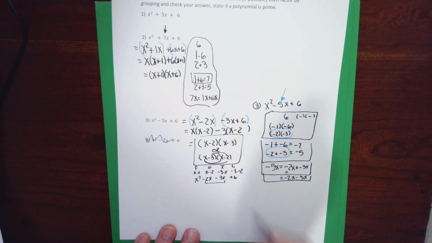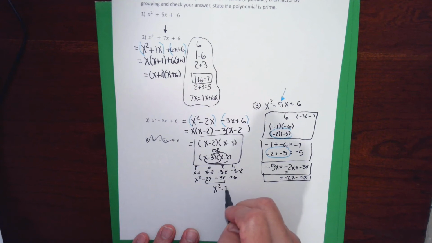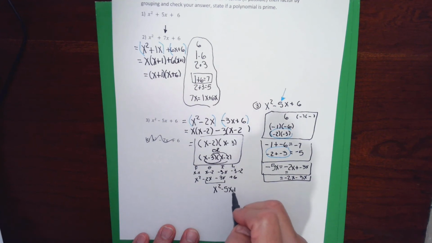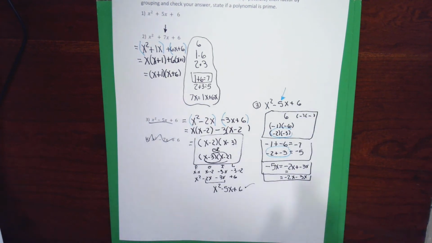The outers and the inners, if they have opposite signs, you subtract. If they have the same signs, you add. So these I'm going to add. And because that matches perfectly the original problem, I know I'm correct.